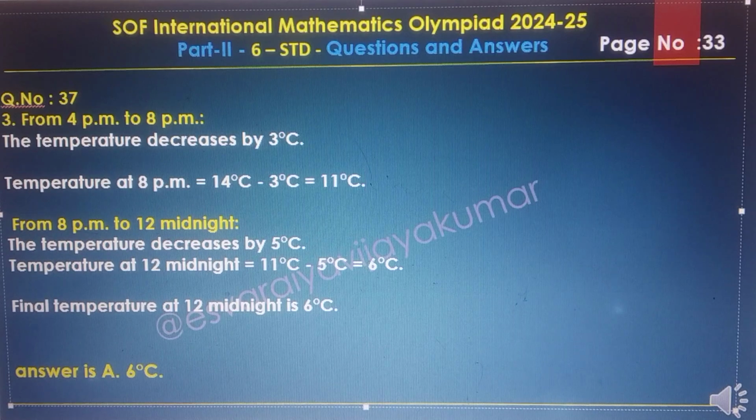And point number 4: from 8 pm to 12 midnight, the temperature decreases by 5 degrees Celsius. The temperature at 12 midnight is 11 degrees Celsius minus 5 degrees Celsius, equal to 6 degrees Celsius. The final temperature at 12 midnight is 6 degrees Celsius. That answer is A, 6 degrees Celsius. That is the final answer.